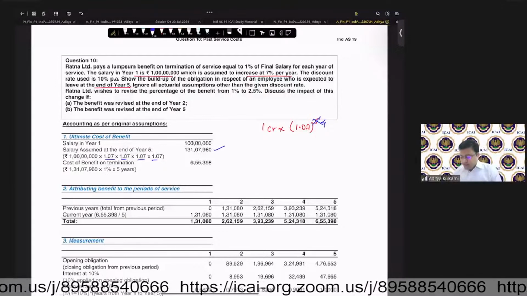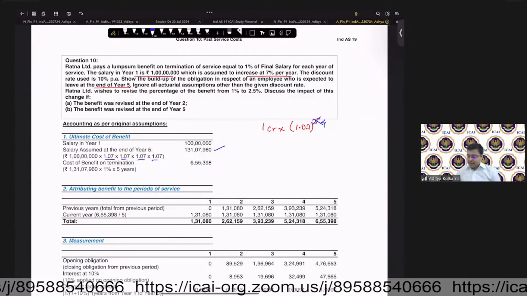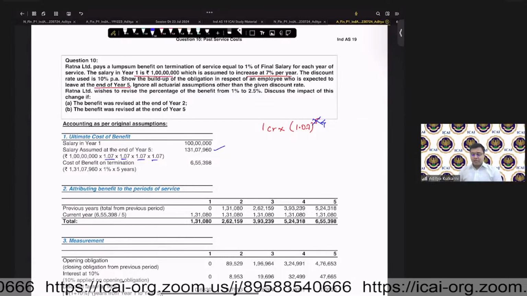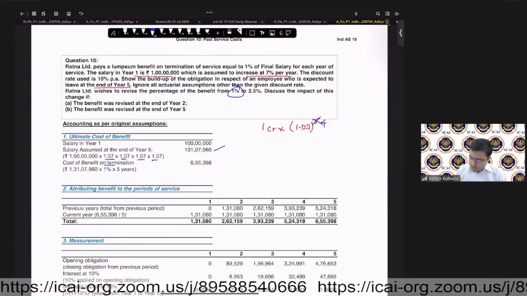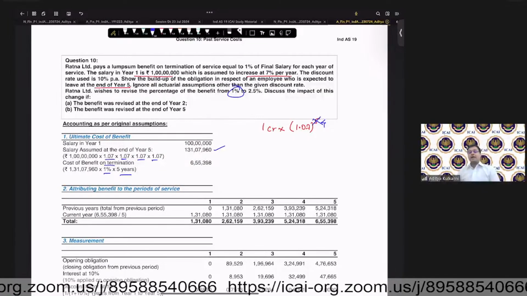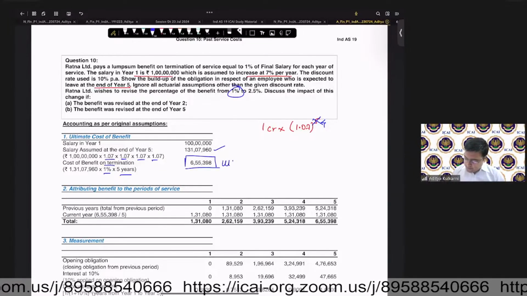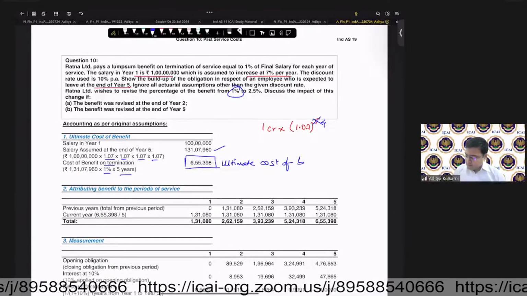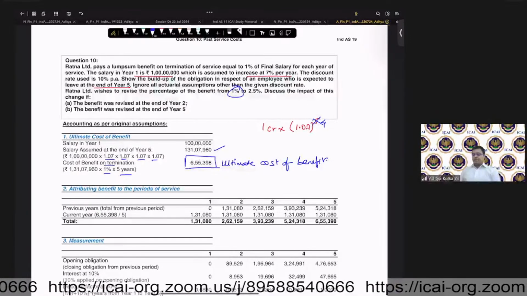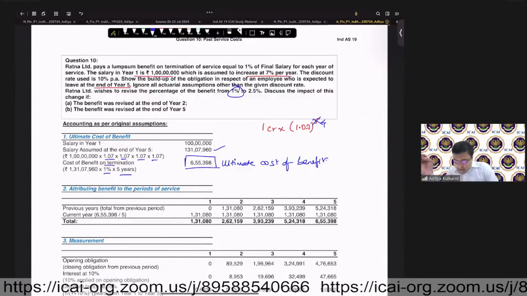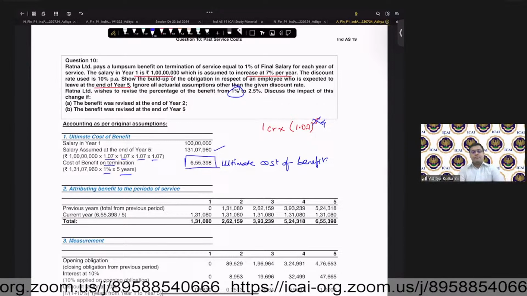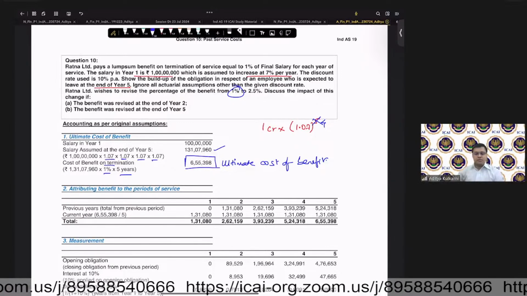So salary at the end of year 5 is 1 crore 31 lakh 7,960. Okay. So this is your salary at the end of year 5. So ultimate cost of benefit at the rate of 1% is 131,07,960 into 1% into 5 years. So that comes to 6,55,398. This is the ultimate cost of benefit. Anybody has any doubts here? No. Manish, समझ में आ गया? Yes, no doubt still here.